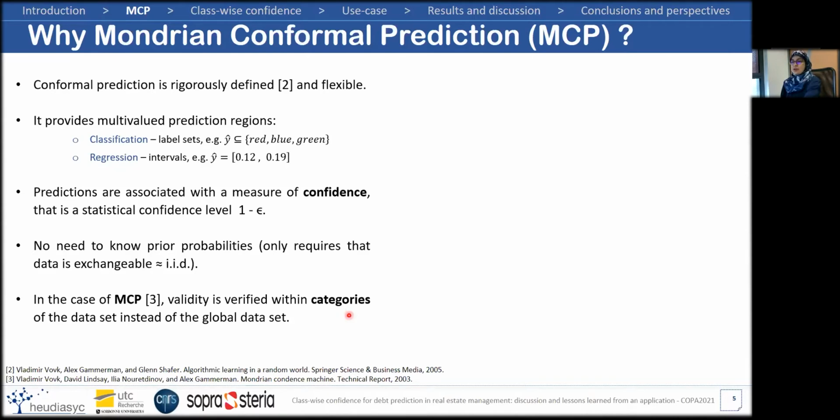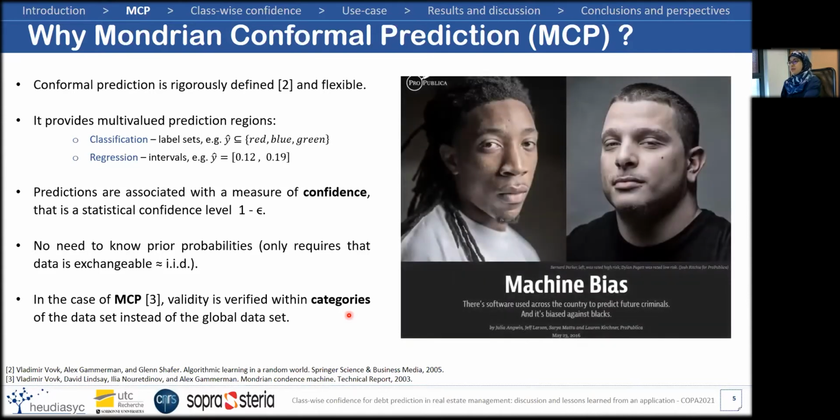One case where this could be very useful is fair AI, for example, the case of a machine learning algorithm that is biased in the American justice system, where a machine learning algorithm gave harsher decisions for Black people compared to white people. Using an MCP based on the category of race can solve this problem and give fairer machine learning algorithms.